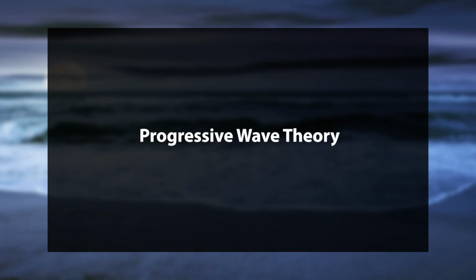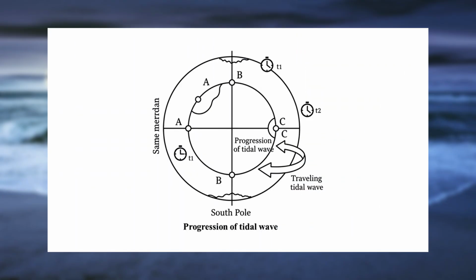Now, another theory is the progressive wave theory. William Whewell in 1833 explained that tides occur at different times on the same meridian due to the progression of the tidal waves, which is generated in oceanic processes and circulations in the Southern Ocean. G.B. Airy in 1842 also expressed similar views about tides.